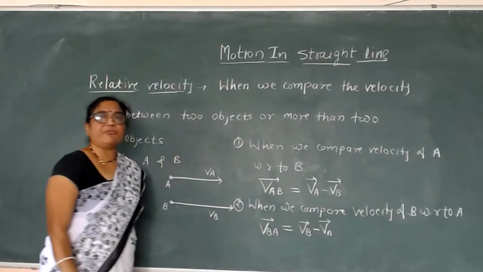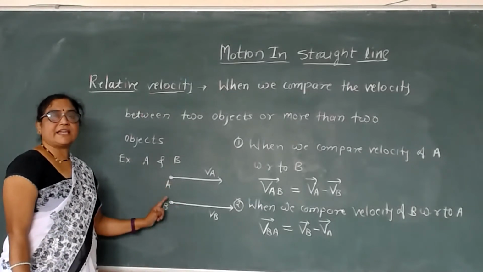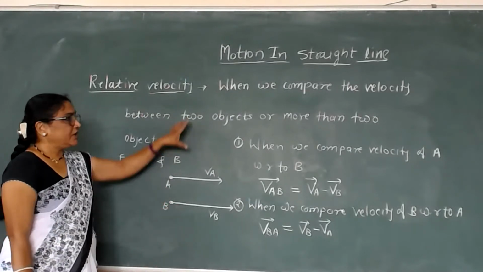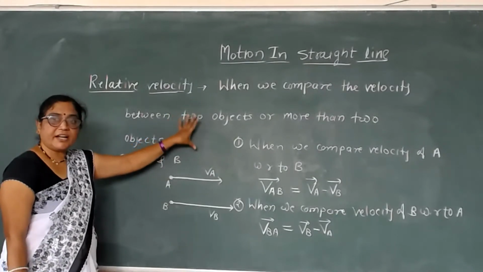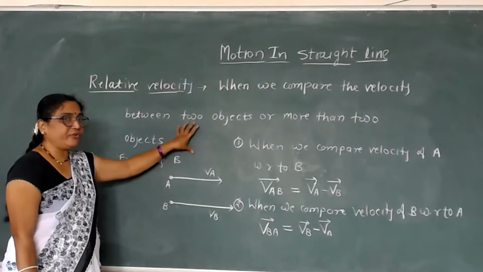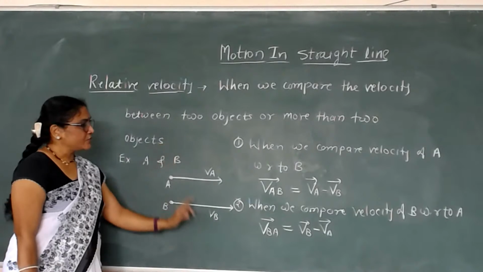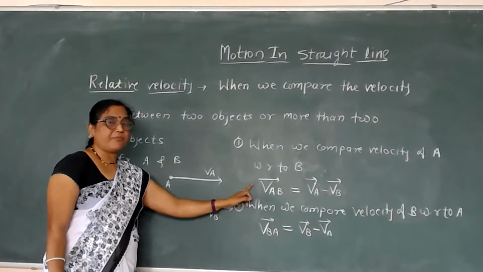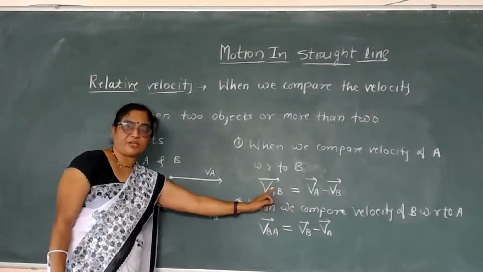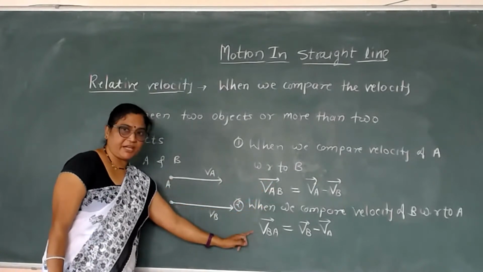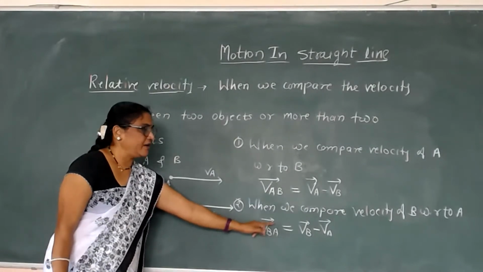So this is the relative velocity formula when both objects are moving in the same direction. These formulas relate the velocities of the two objects. This one is VAB, when we compare the velocity of A with respect to B. And this is VBA, when we compare the velocity of B with respect to A.